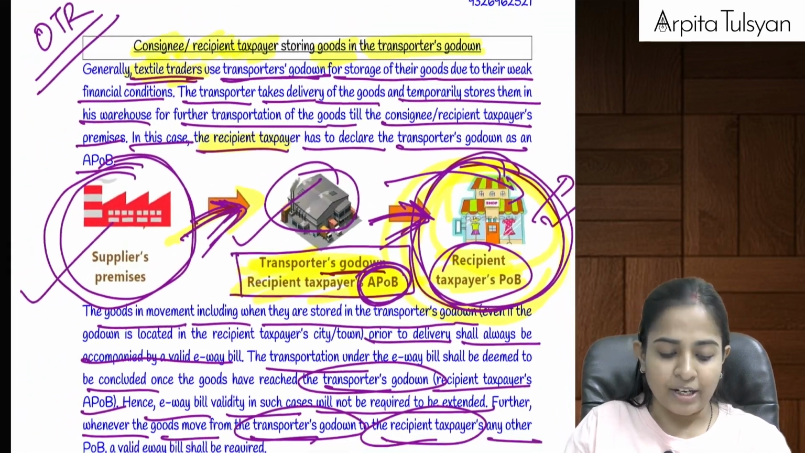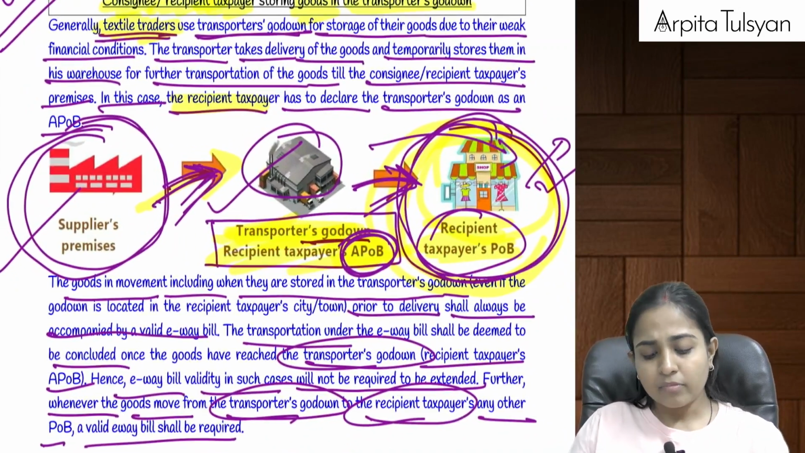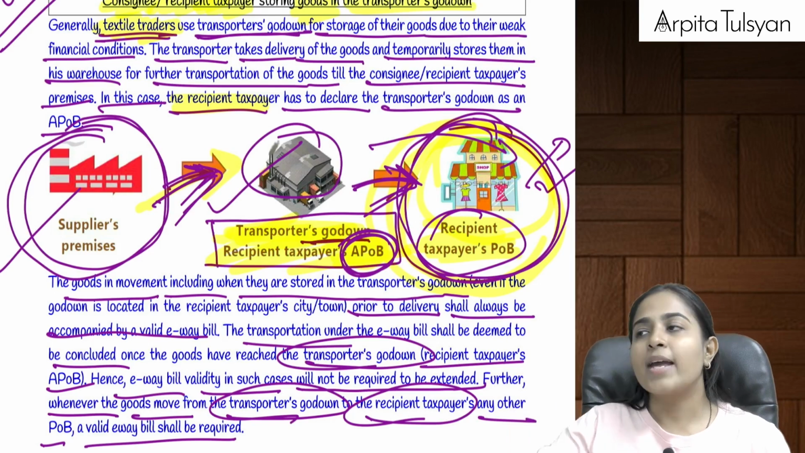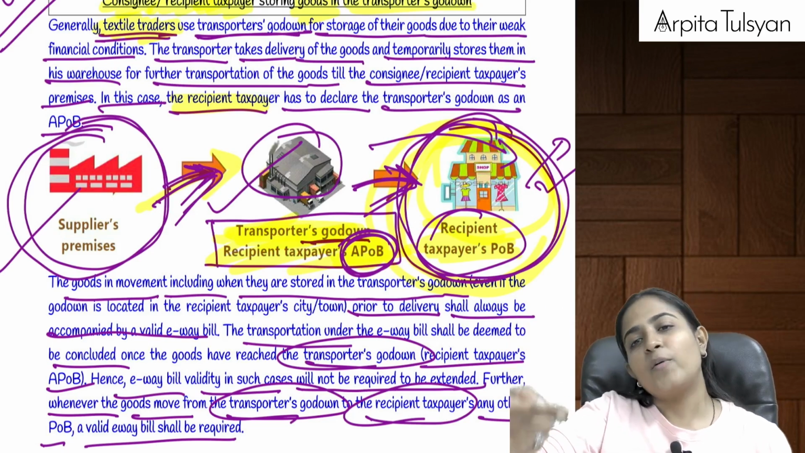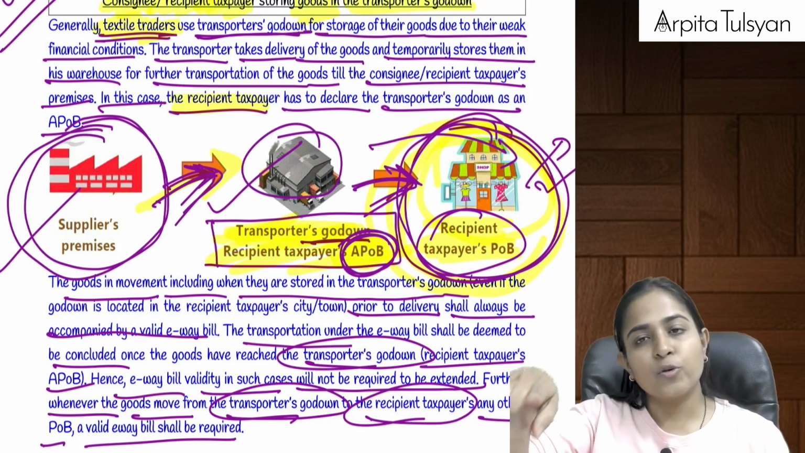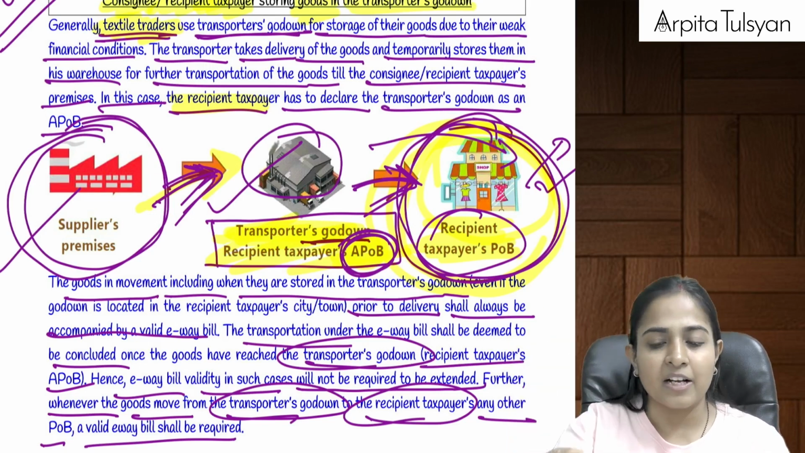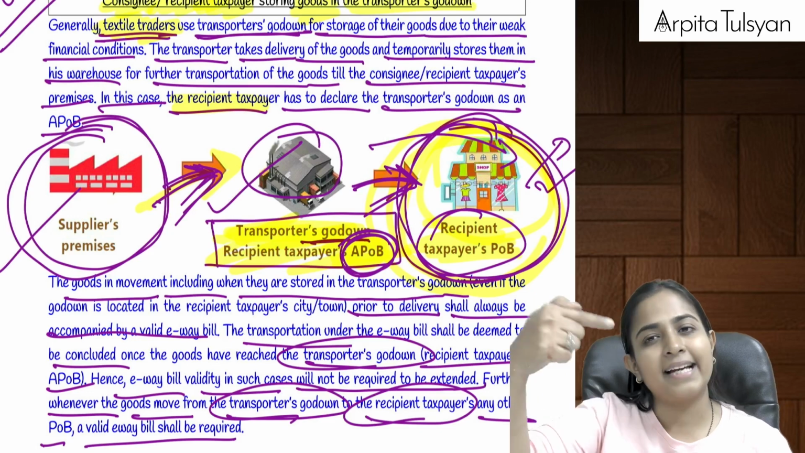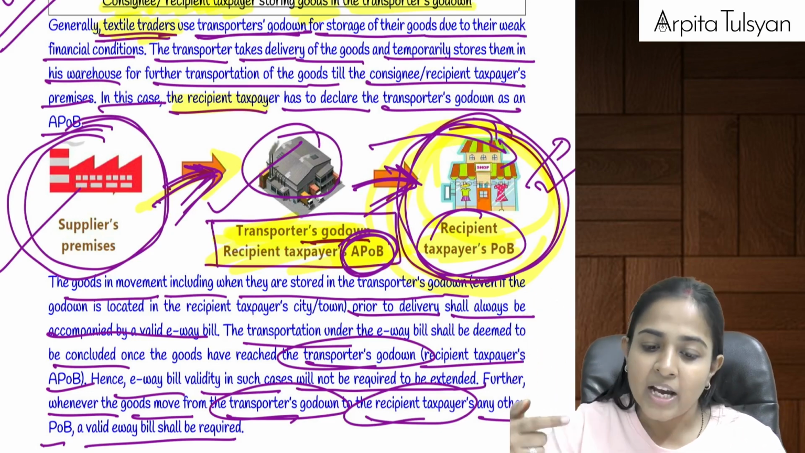And the last point coming up here is, suppose the supplier has supplied some goods to the recipient, and the recipient is not in a position to keep the goods in his premises, so the recipient requests the transporter to keep the goods in the transporter's warehouse. The recipient's goods can be kept in the transporter's godown or warehouse, but such a place should be declared as the additional place of business of such recipient.